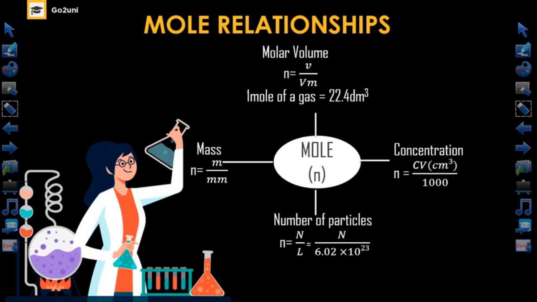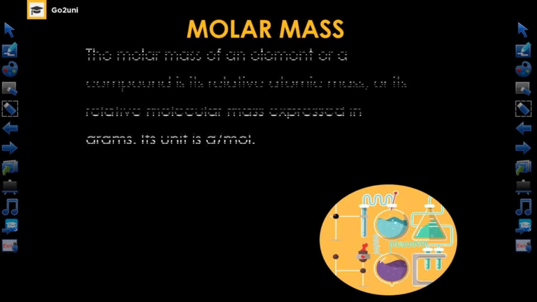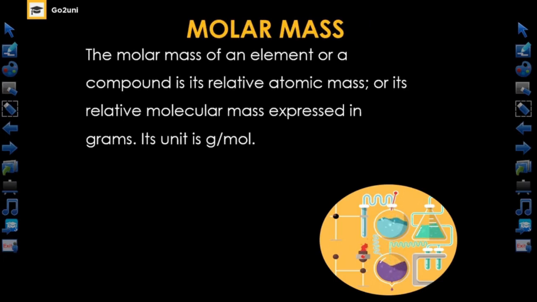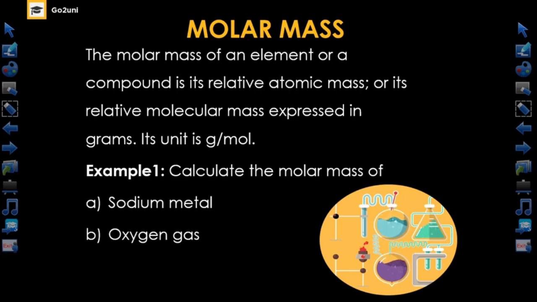Away from that, now let us take a look at molar mass. When we talk about molar mass, we make reference to the relative atomic mass of elements or the relative molecular mass of any given molecule. Its unit is usually gram per mole. Let us take a look at examples of molar mass.